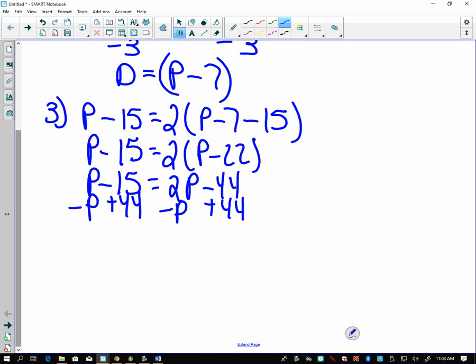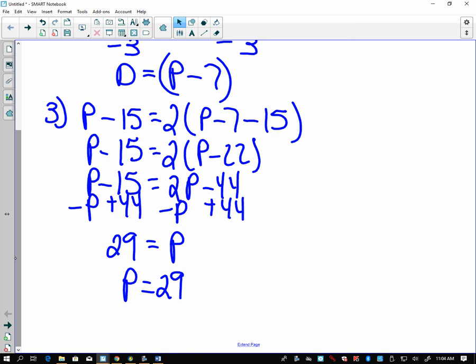Okay, so negative 15 plus 44, or 44 minus 15, what's that coming out to? Is that something like 39 or 29? 29. So 29 equals P. P equals 29. That's our answer. Does that make sense, or would you rather see it done using a matrix and how to set up those two equations? Do we get this?